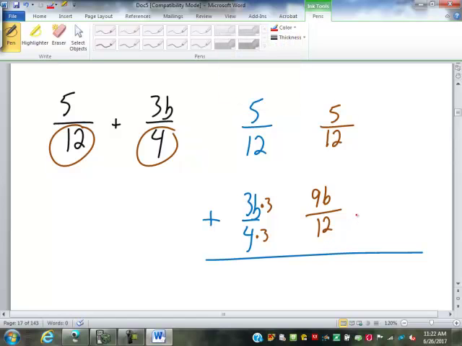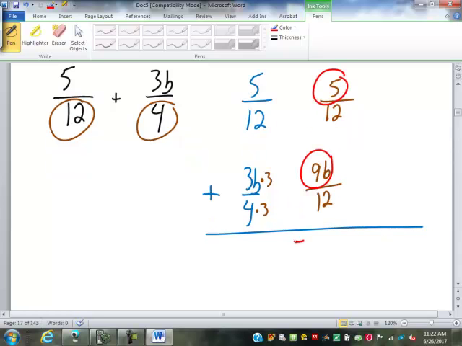Now here's the tricky part. I'm going to add, so I'm going to combine the counts. What is 5 plus 9b? Exactly. It's just 5 plus 9b over 12. We keep the same name of 12. That's not always quite so simple.